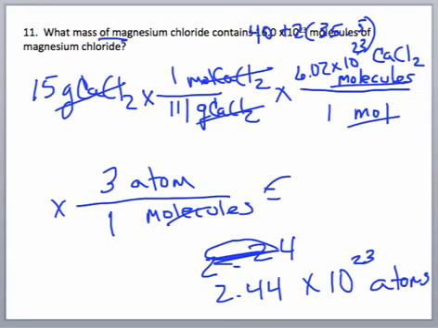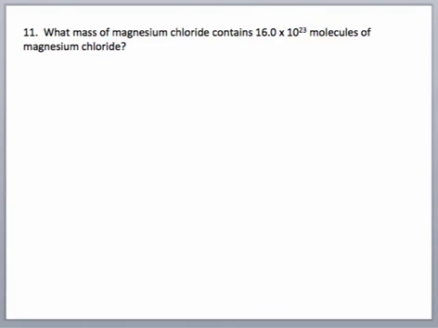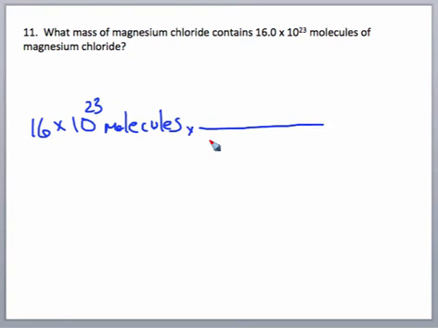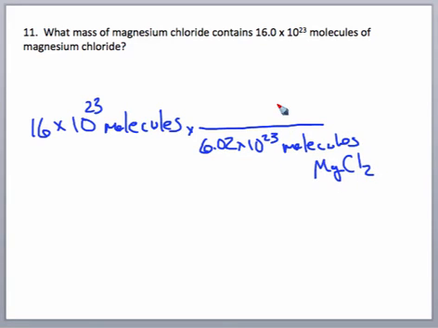Let's clear that. Get our pen back. Alright, we have another dimensional analysis problem. So we have 16 times 10 to the 23rd molecules, and again, that's not the proper way to write scientific notation, but we won't worry about that right now. And it's magnesium chloride, so we're going to go 6.02 times 10 to the 23rd molecules of magnesium chloride. The only thing we can go for molecules is moles.